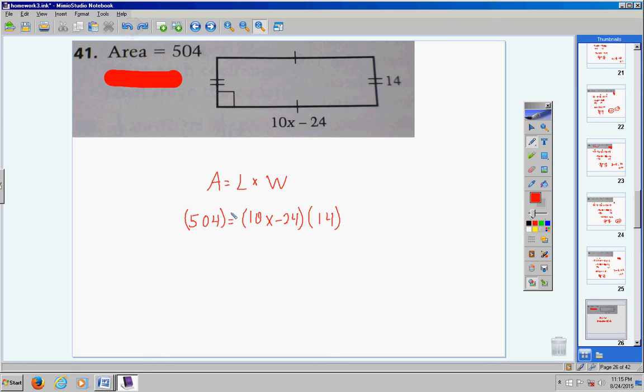Okay, here we go. Let's solve the equation. Bring down your 504. Over here on the right side, take your 14 and multiply it through. A positive times a positive is positive. And then a positive times a negative is negative. Let me grab my calculator real quick here. 24 times 14, 336.